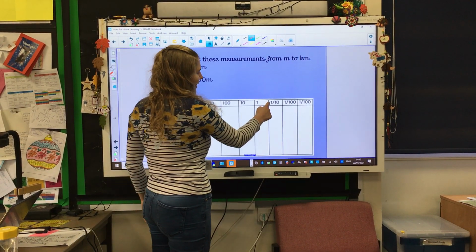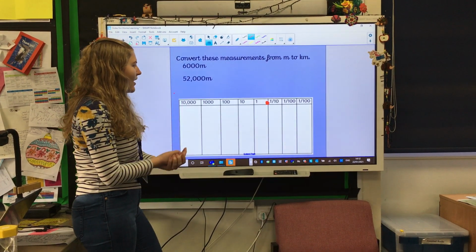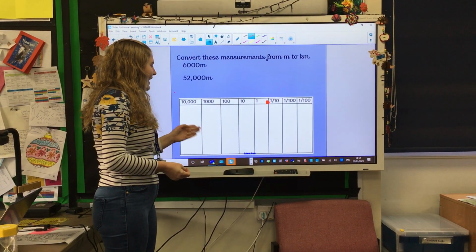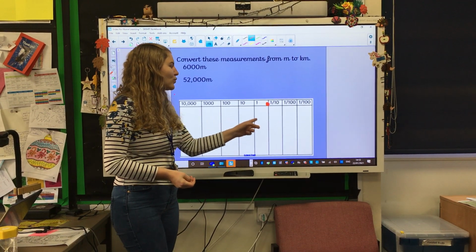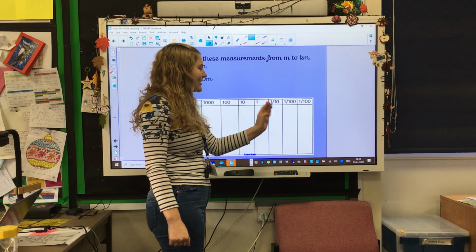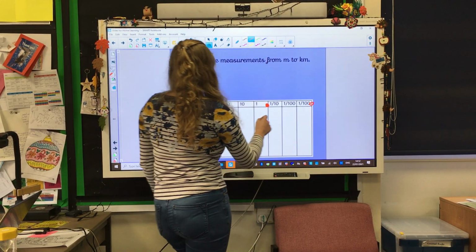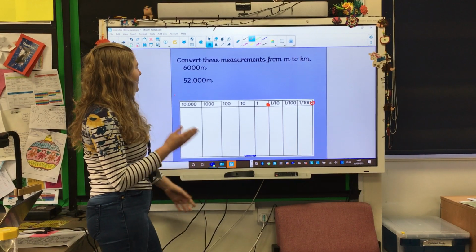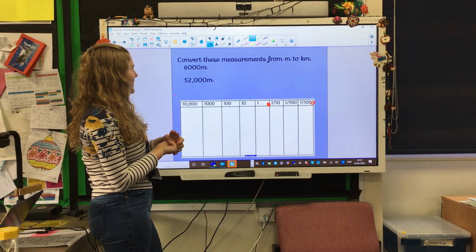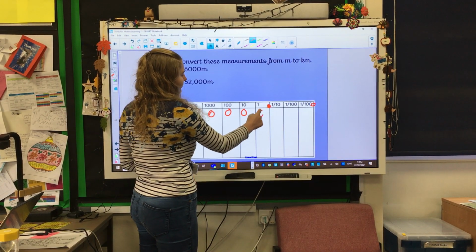So first of all, we're going to put ourselves a decimal place in our place value grid. So we obviously have our 10,000s, thousands, hundreds, tens, ones, and then we've got our decimal area where we've got a tenth, a hundredth, and oh, that should be a thousandth. I haven't noticed that. Sorry about that, guys. So let's have a look now. We've got 6,000s. So let's pop that in our place value grid.